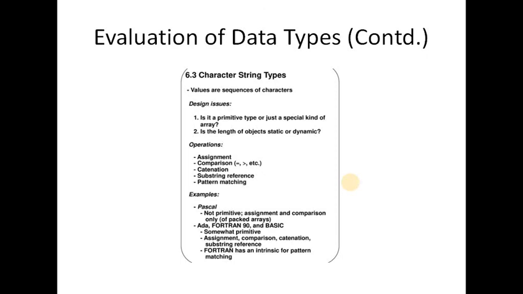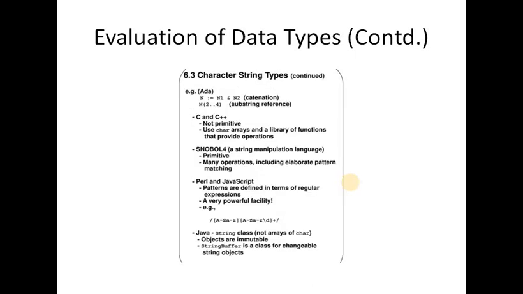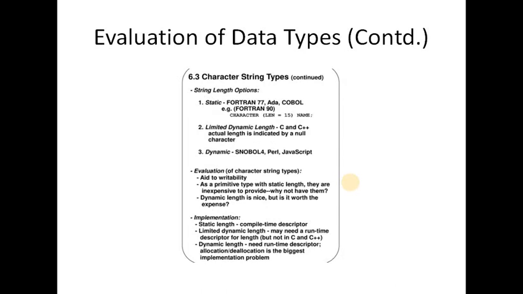These are the design issues. Is it a primitive type or just a kind of array? After that, Ada will cover C, C++, SNOBOL4, Perl and JavaScript. In Java, there is a string class that has no array of characters. This is the continuation of evaluation of data types. You can see all the slides. Evaluation of character string types.